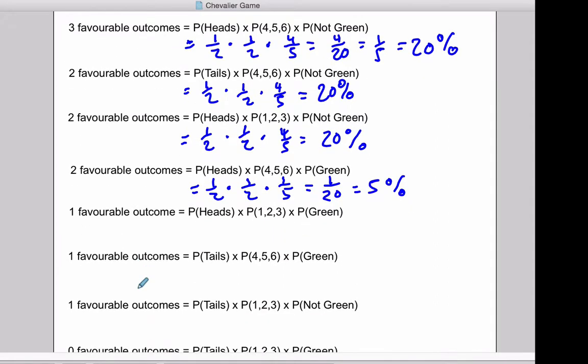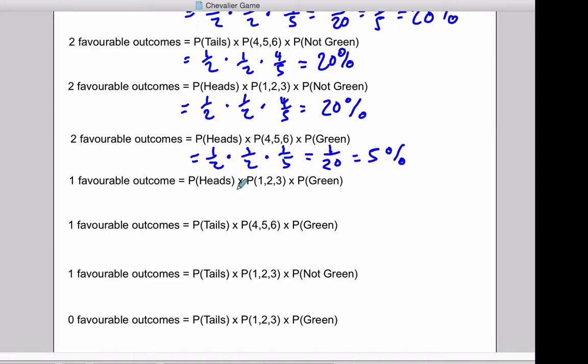Now, for 1 favorable event, you could get the coin toss right and then get the other 2 as unfavorable. So this is 1/2 times 1/2 times the probability of green, which is 1/5. So that's, again, 5%. Probability of 1 favorable outcome where you get the coin toss right but the other 2 wrong, it's going to be 1/2 times 1/2 times the probability of green, 1/5. So again, this is 5%.